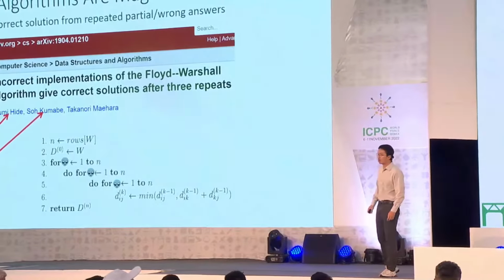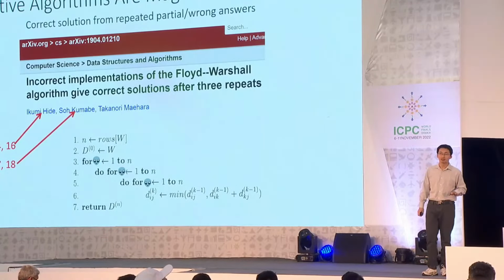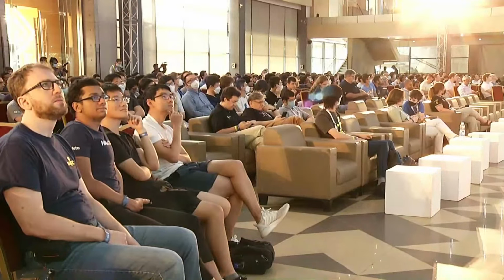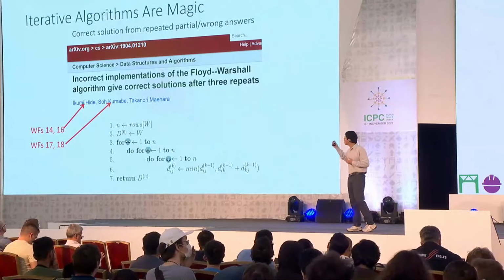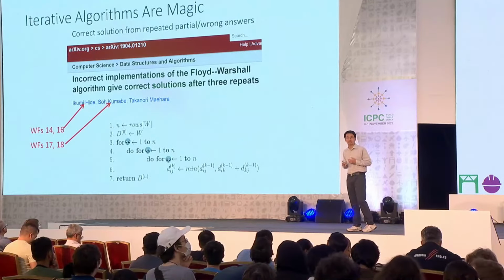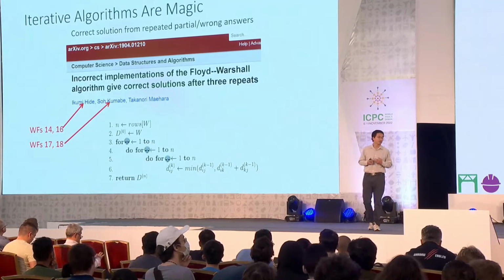So I want to first talk about the fact that iterative algorithms are absolutely magic. We're used to designing algorithms that produce the correct answer at the first step. And then there was this kind of troll paper, when was this posted? Oh yeah, this was posted 3.5 years ago.